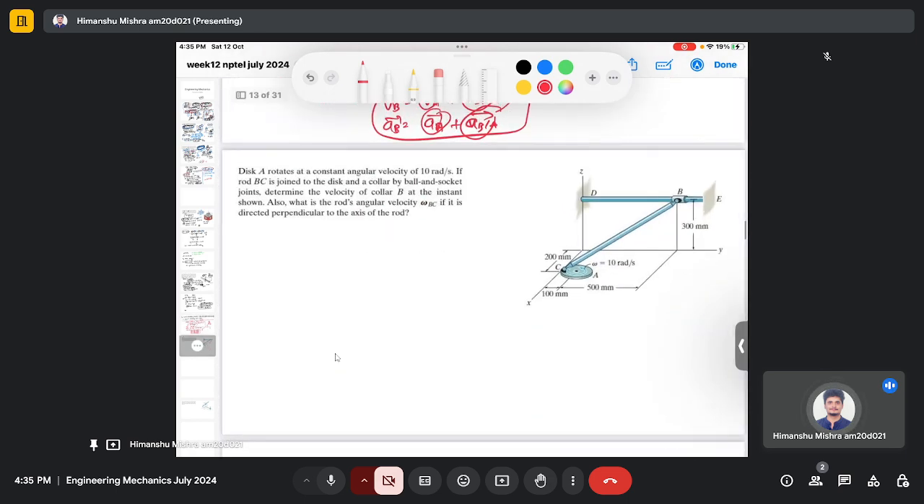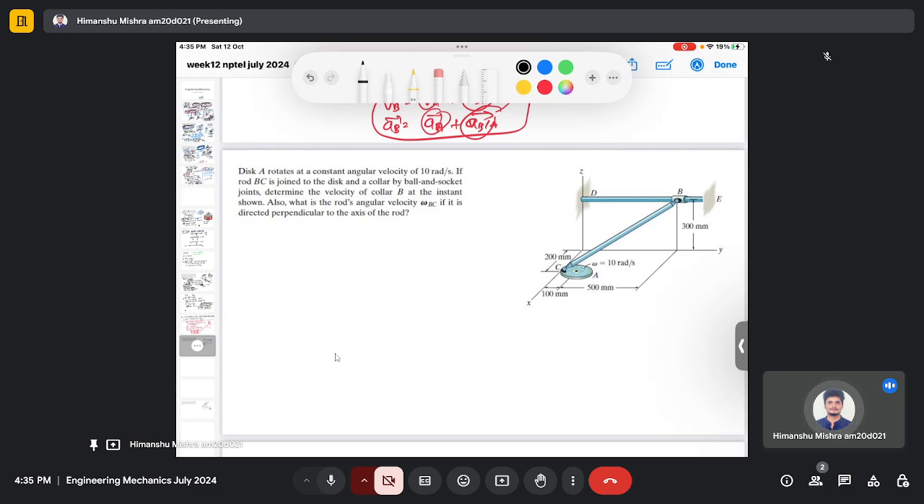So let's solve the problem here. Here the disk A rotates at a constant angular velocity of 10 rad per second. If rod BC is joined to the disk and a collar by ball and socket joint, determine the velocity of collar B at the instant shown. What's the rod angular velocity omega BC if it is directed perpendicular to the axis of rod?